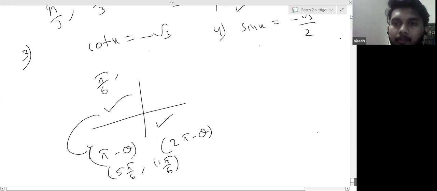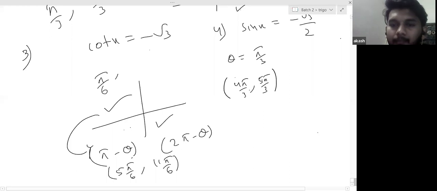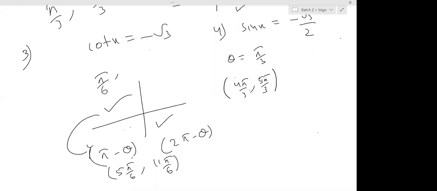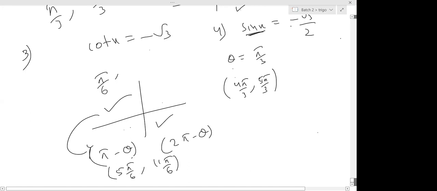All right. So this one, theta will be equal to minus sine root 3 by 2, pi by 3. Sine is negative in the third and fourth quadrant. So pi plus theta, so 4 pi by 3, and 2 pi minus theta, so 5 pi by 3. All right. Sir, how did you take second and fourth quadrant? Sine is negative in the third and fourth quadrant.